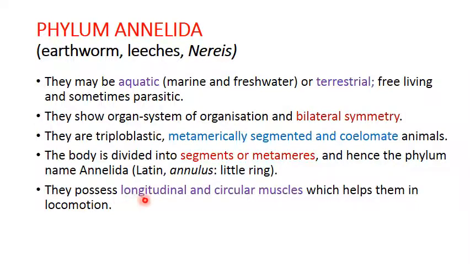They possess longitudinal and circular muscles. In case of nematohelminthes, जिसमें nematodes थे, उनमें क्या था? खाली longitudinal muscles. अब इसमें जैसे हम में भी है कि दोनों longitudinal as well as circular muscles, and this is going to help them in locomotion.